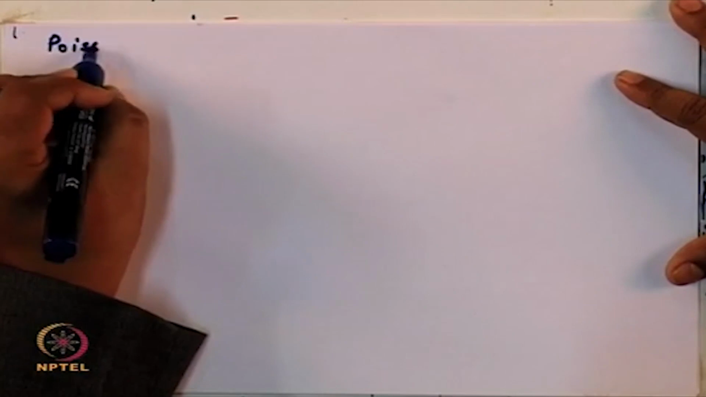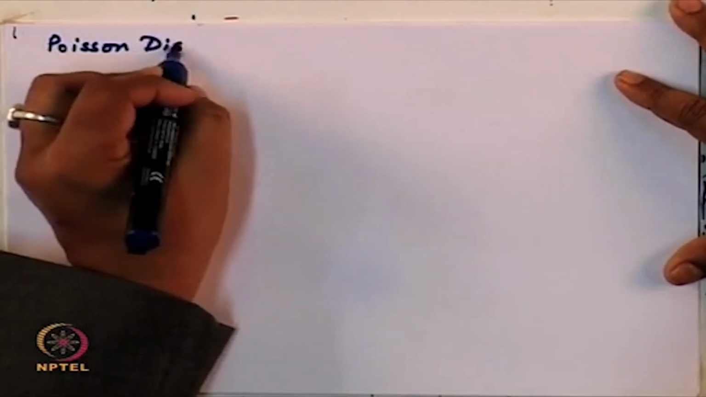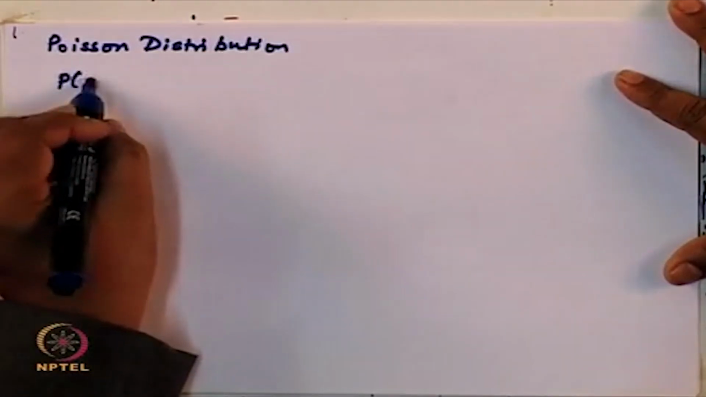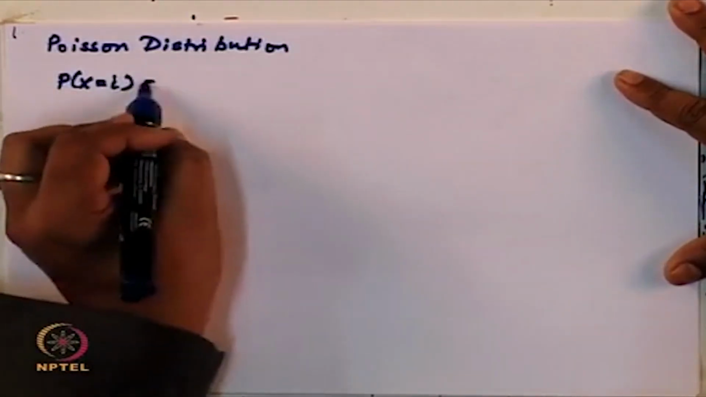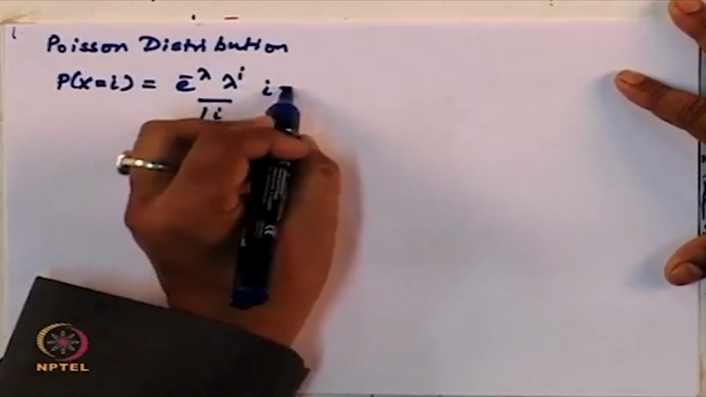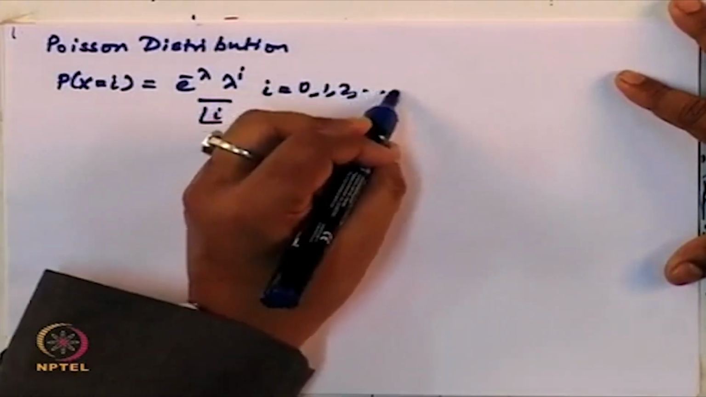So, we would like to continue and discuss two very important distributions today, but before I start I would like to briefly review what was discussed in the last class. In the last lecture we discussed two distributions. First, the Poisson distribution: probability of x equal to i is given by e to the power minus lambda, lambda to the power i by factorial i, for i equal to 0, 1, 2, and it goes up to infinity.